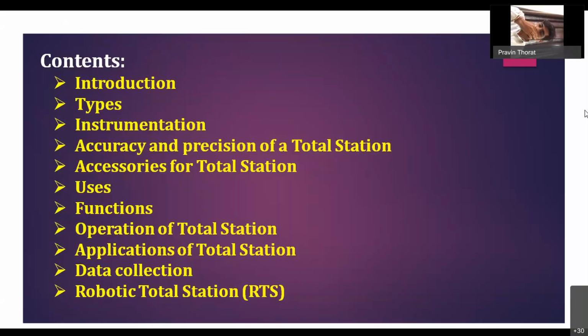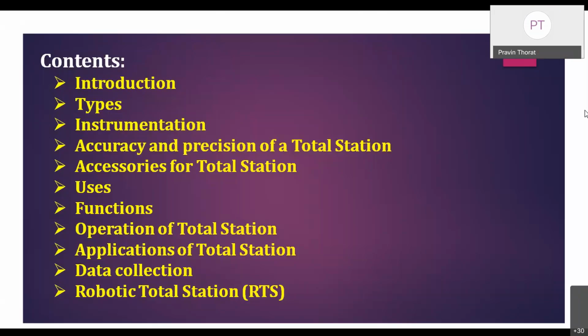Total station is nothing but a combination of theodolite and electronic distance measurement. This electronic setup made in a single unit is known as total station. So in this session, we discuss the topics given in the list: introduction to total station, types of total station, instrumentation, accuracy and precision of total station, then accessories for total station, uses, functions, operation, and applications of total station in the civil engineering industry.